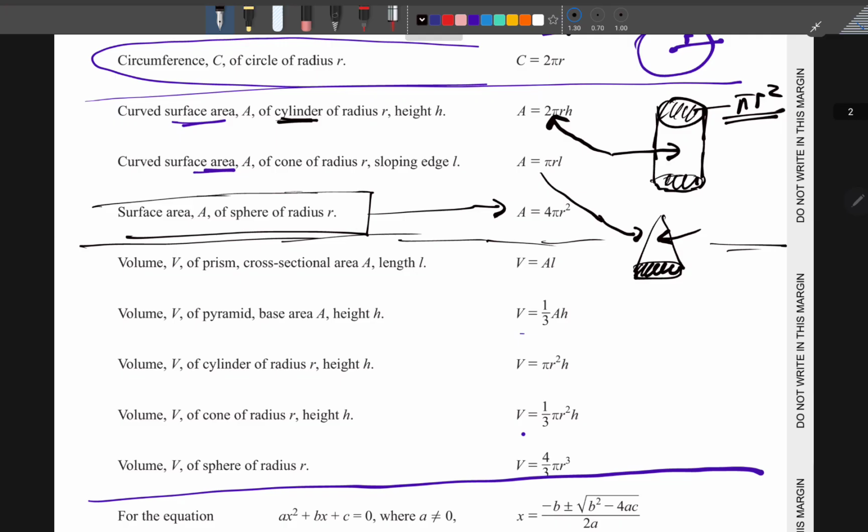Then we go to volume. For volume, what are they going to give me? You have prisms, like a triangular prism or a rectangular prism, we don't care. Whatever prism it is, you find the area of the cross section. You can see here they're saying area times length, which is the area of the cross section.